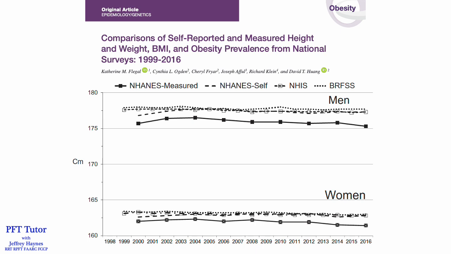Most people think they are taller than they really are. In my experience, this is especially true in adult men. This is a study that was published in the journal Obesity, comparing measured height to self-reported height in 3 different surveys conducted over many years. The solid line shows the measured heights, and as you can see for both women and men, the self-reported height is consistently higher than the actual measured height.